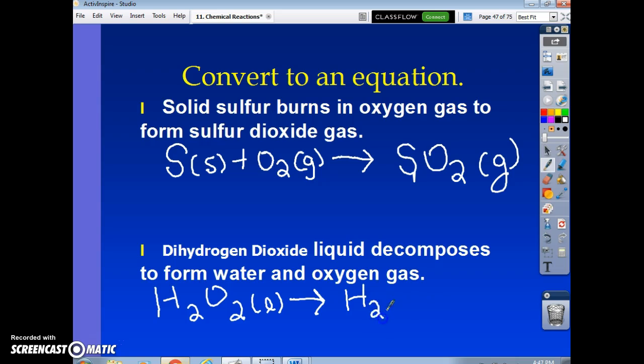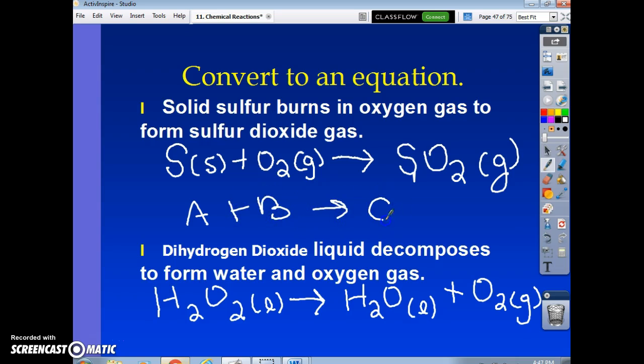Now, if you aren't told the state of water, you always assume it's a liquid. If it said steam, we would know it was a gas. If it said ice, we would know it was a solid. So, water and oxygen gas. Put a little G. Okay. Pretty easy, right? What type of reaction is this? A plus B yields C.